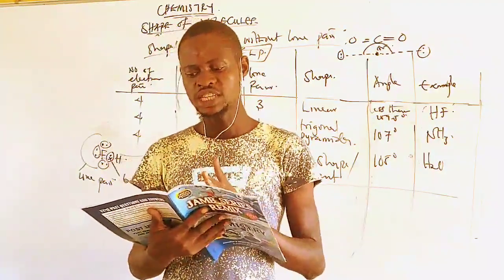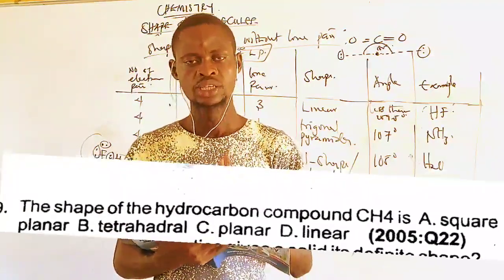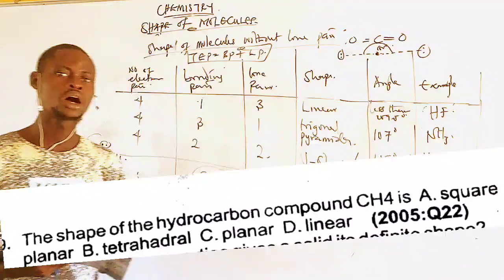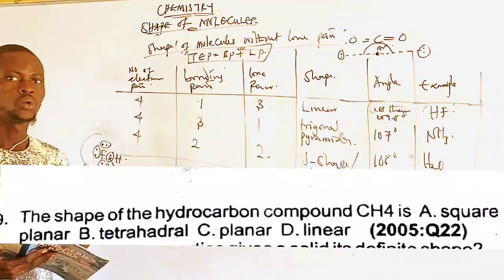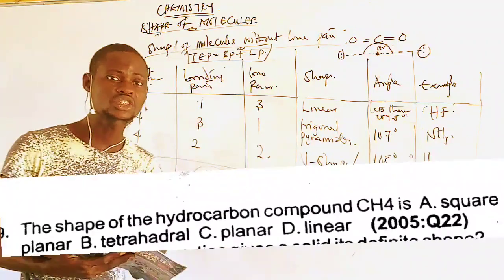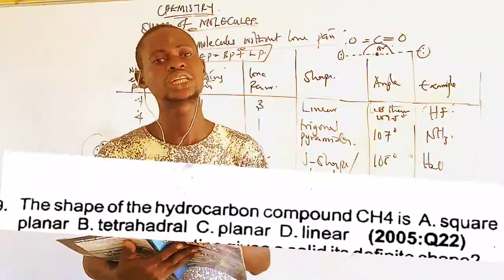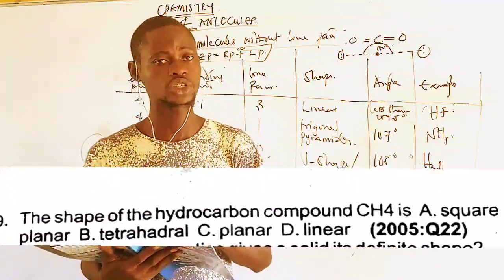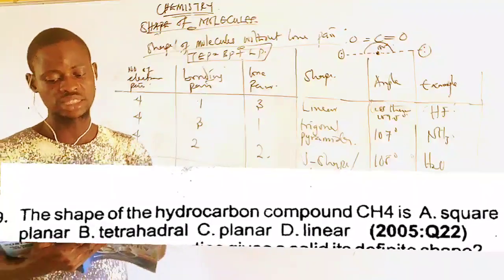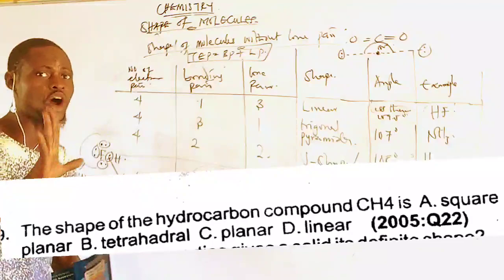Okay, I have a question here. They said the shape of the hydrocarbon compound CH4 is what? It has a total electron pair of 4. Are you getting something now? The total electron pair that is there is 4, and all your 4 electron pairs are bonded here. So what kind of shape is it going to have? It is tetrahedral. Option A is square planar, B tetrahedral, C planar, and D linear. So it's going to have a tetrahedral shape. Why? Because it has a 4.